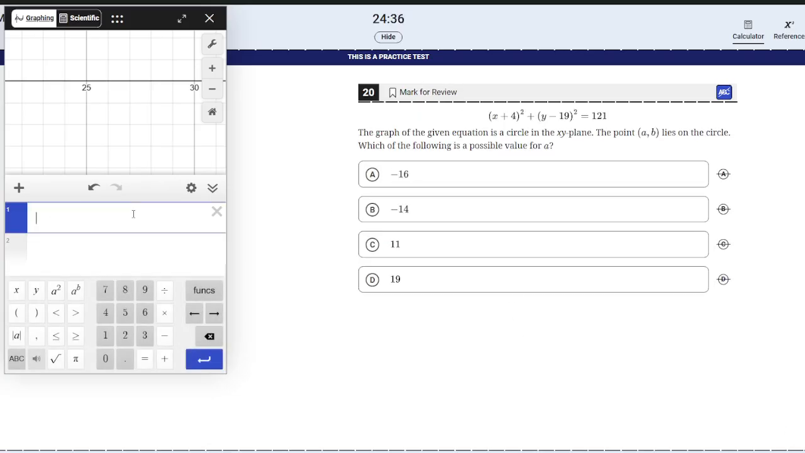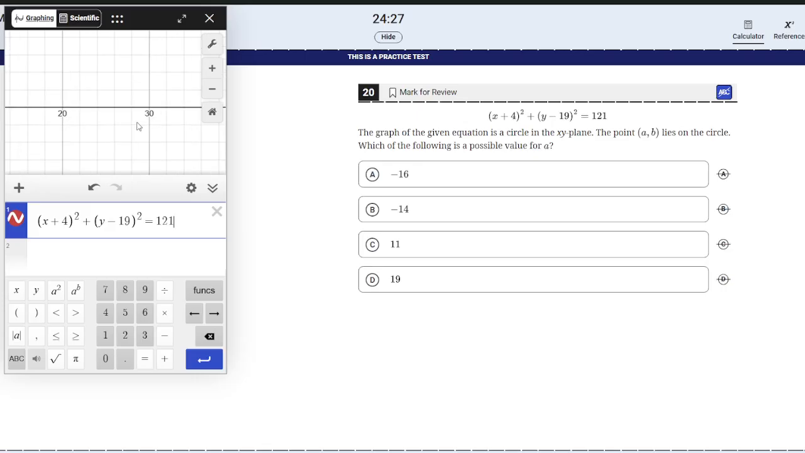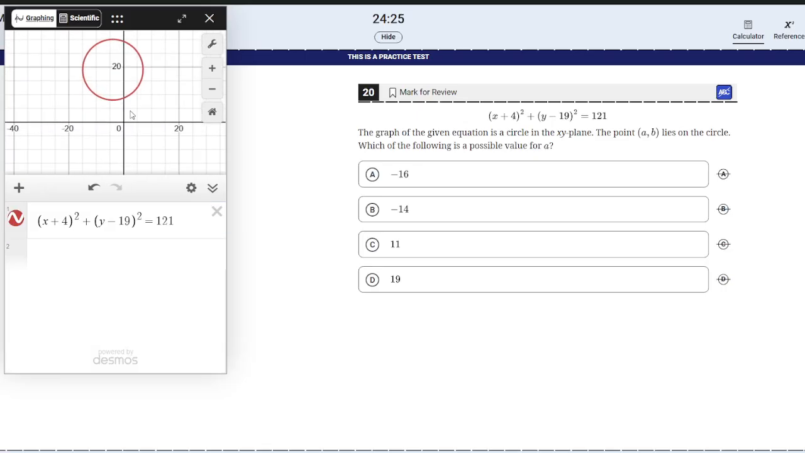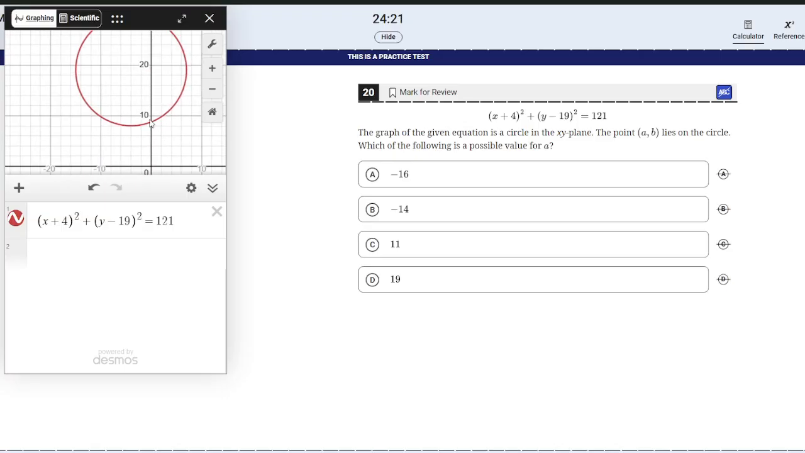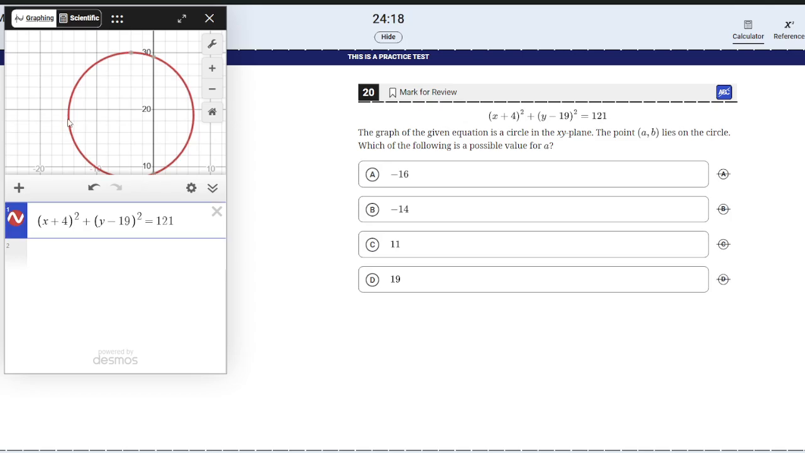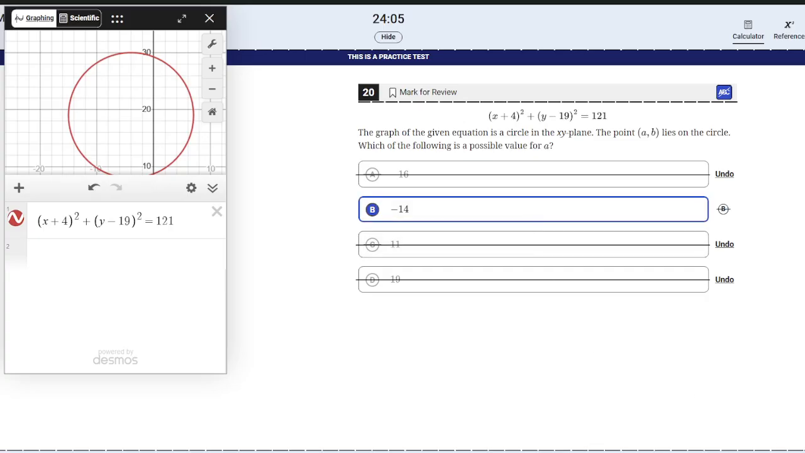Right here, we're just going to put in the equation: 4 squared plus y minus 19 squared is equal to 121. Okay. And we're trying to find a possible value for a, which is just our x coordinate, right? So we just have to find our diameter. It's going to go from -15 to 7. Okay. So -16 is outside that range. 11 and 19 are clearly outside the range, so -14 is our only option.